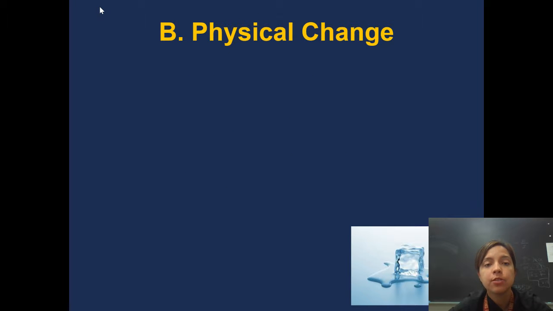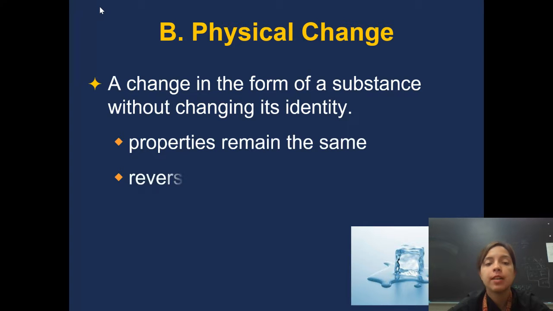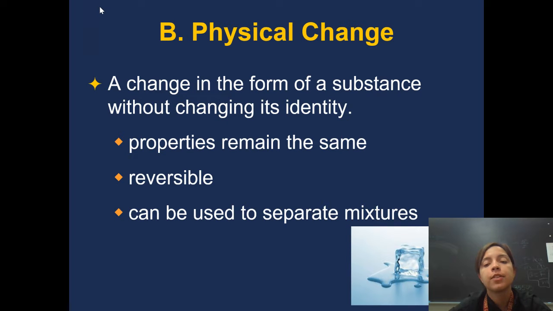Now, when we talk about physical change, it's a change in the form of a substance without changing its identity. So the properties will remain the same. It is reversible. And here we have an example of an ice cube. Think about the old days, like the ice trays that you fill up with water. The water is in the liquid state, right? And after a couple of hours, it will become a solid. That will be a physical change because it's still water. It's just that it was in the liquid state and now it's in the solid state.